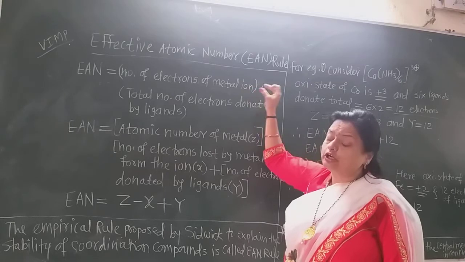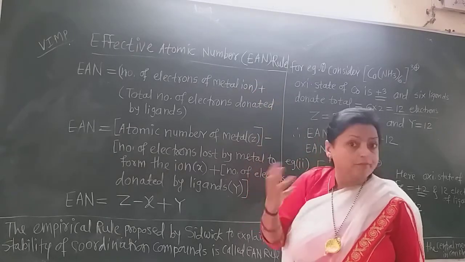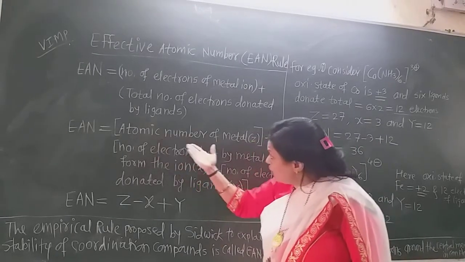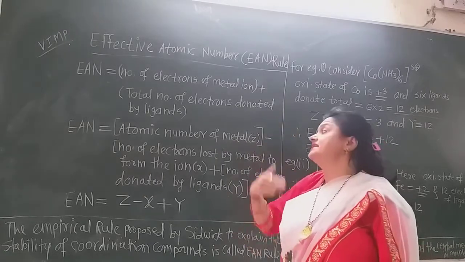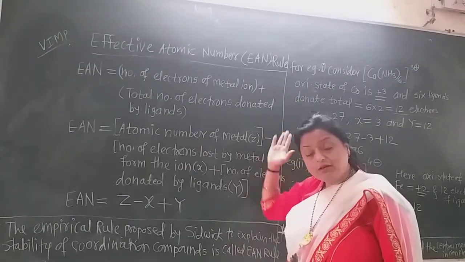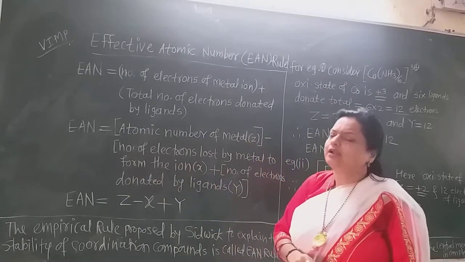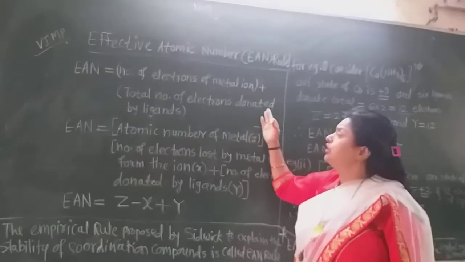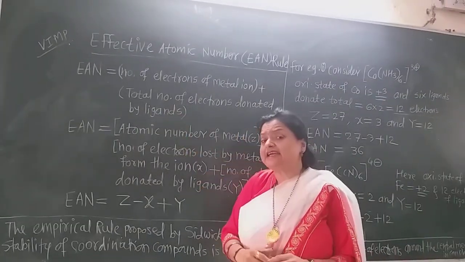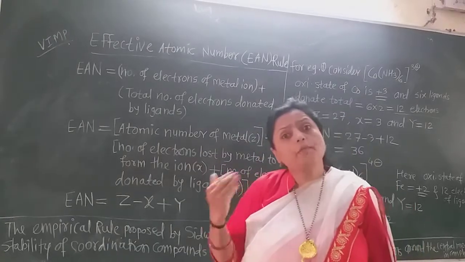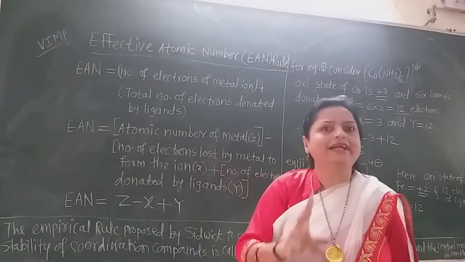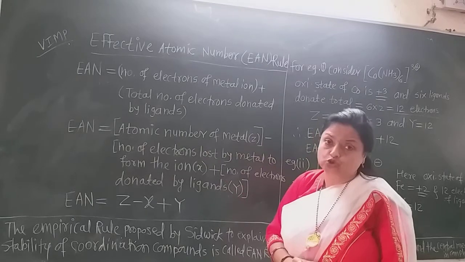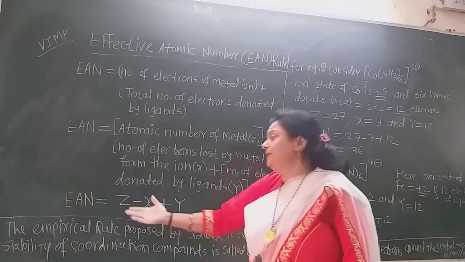How many electrons of the metal ion are now present after formation of the ion? How will we calculate that? From the atomic number of the metal minus the electrons lost by the metal atom during formation of the ion, and then add the total number of electrons donated by the ligands. How many ligands are there? Multiply the number of ligands by 2, because one ligand donates 2 electrons. So we can calculate the number of electrons donated by the ligands also, and this is the effective atomic number.